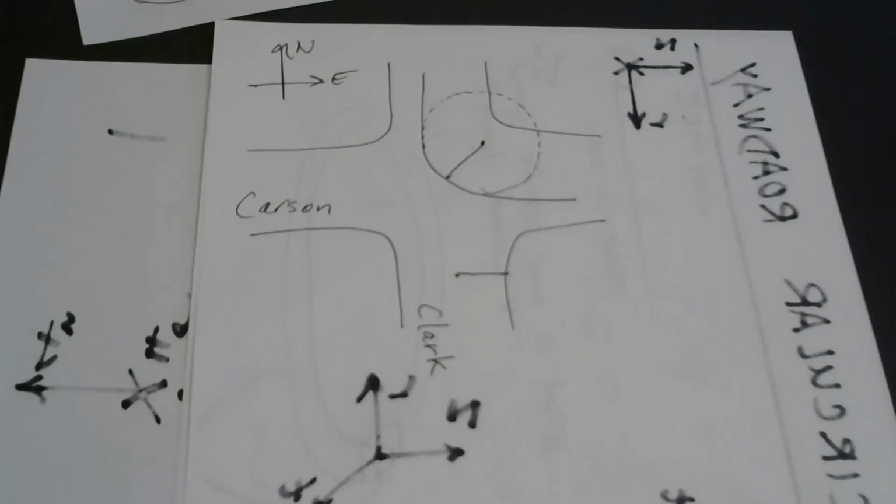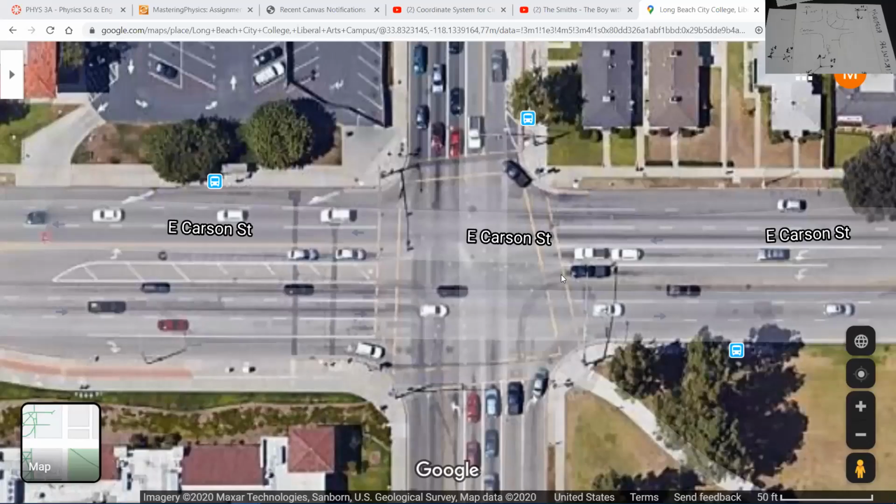So I'm going to go to Google Maps here, where I pulled up an image of our campus. Home sweet home. And down here where there's a scale indicator, 50 feet is this distance here.